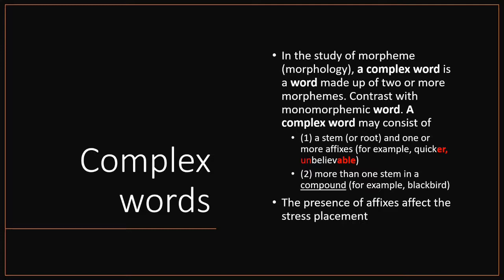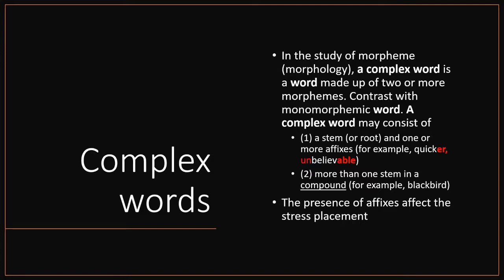A complex word may consist of, first, a stem or root and one or more affixes. For example, the word quicker consists of one stem, quick, and one suffix, er. Another example is the word unbelievable, which consists of one stem, believe, and two affixes: one prefix, un, and one suffix, able. And second, it can consist of more than one stem in a compound. For example, the word blackbird consists of two stems, which are black and bird.